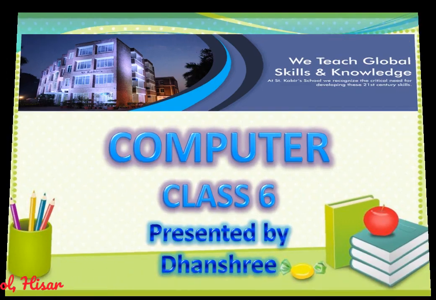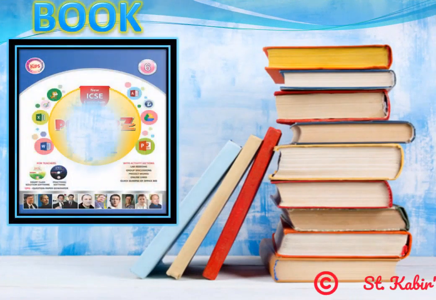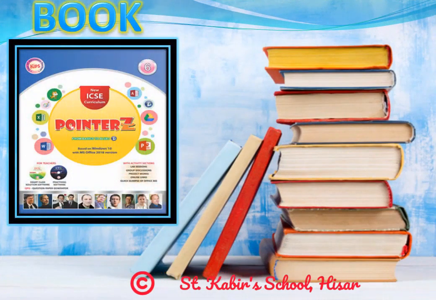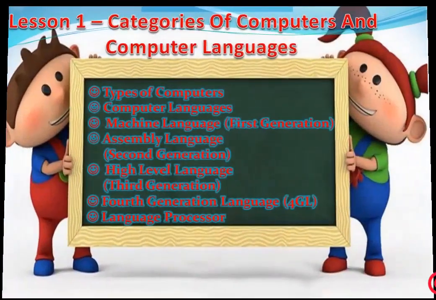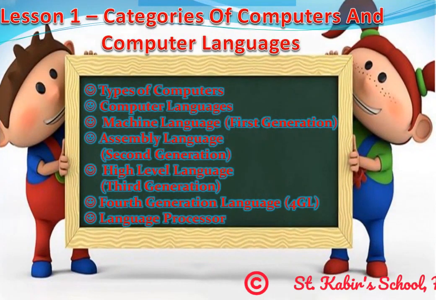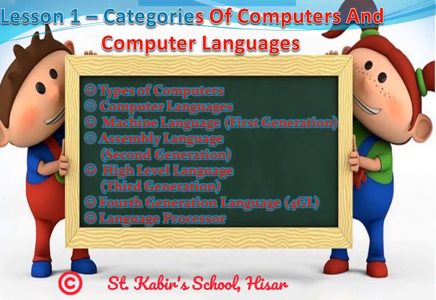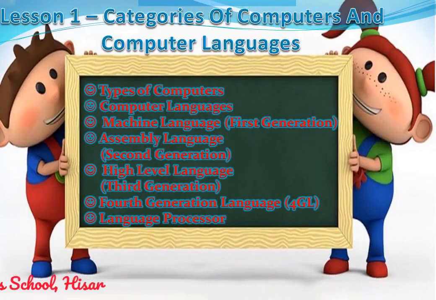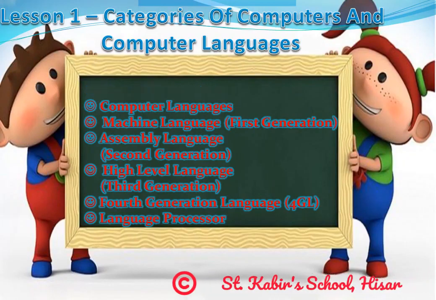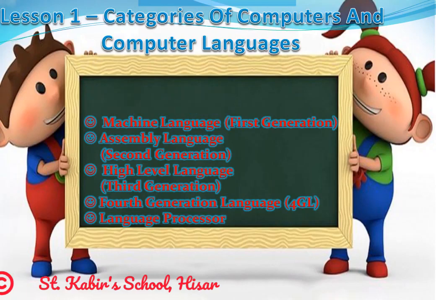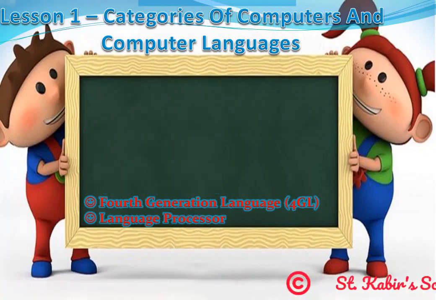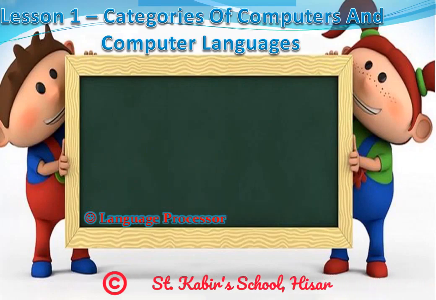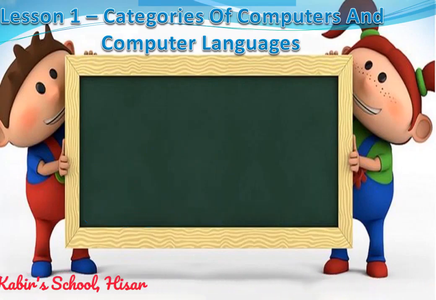Stay home, stay safe. Now in computer, the book which we will be referring throughout the year is Pointers by Keeps Publications. We will study chapter number 1, that is categories of computers and computer languages. In this chapter, we will cover types of computers, computer languages, machine language, assembly language, high level language, fourth generation language and language processor.